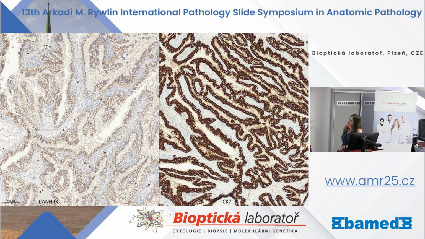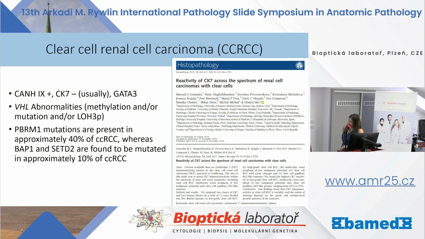Once again, there are no genetic abnormalities in this tumor. And the last tumor in the differential diagnosis is classical clear cell renal cell carcinoma, which may have some muscular component in the stroma. Tumors are typically carbonic anhydrase 9 positive.